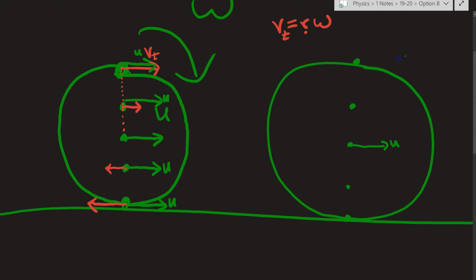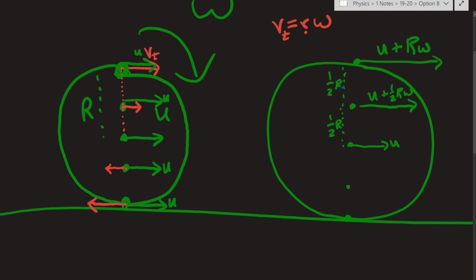Let's just draw the net. So the top would be actually longer. It would be u plus r omega, if this distance is r. This one would be larger than the center of mass velocity, but not as large as the one on the top. So u plus 1/2 r omega, if this is actually half the distance to the outside edge. That's what this one would be.